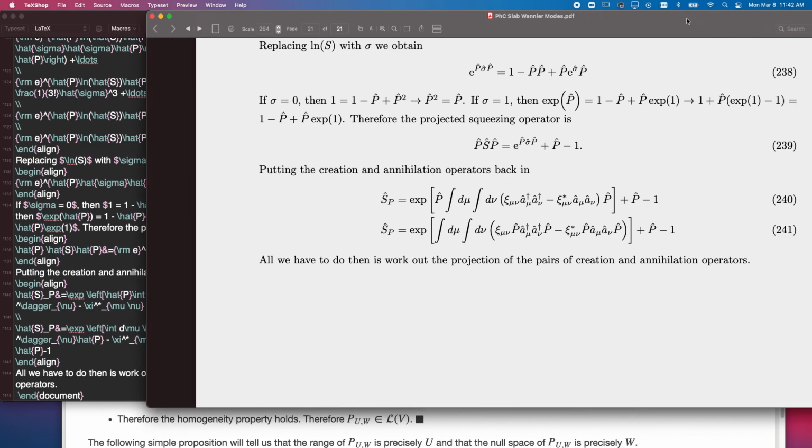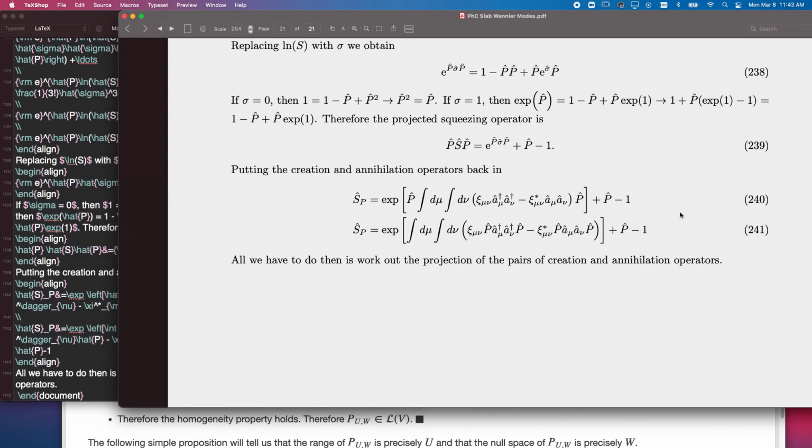Alright, so probably later today I'm gonna go eat breakfast. Later today I'm gonna make a video on actually doing this, so working out these projections, and then we will see what this projected squeezing operator looks like, and we will go from there.